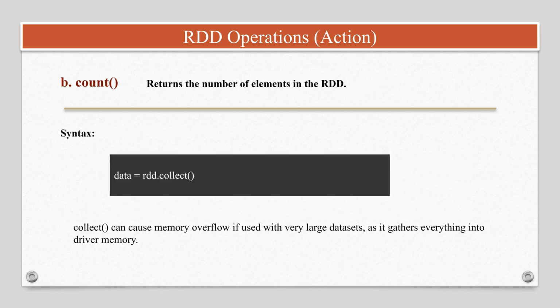Next, count is an action that returns the number of elements in an RDD. It is often used to get a quick count of the records in our dataset without bringing the data to the driver, as the count function only retrieves the count, not the data itself. So since the count function doesn't bring data to the driver, it's more efficient than collect when only the count is needed. Commonly used for metrics, like calculating basic metrics or checking dataset size after transformation.